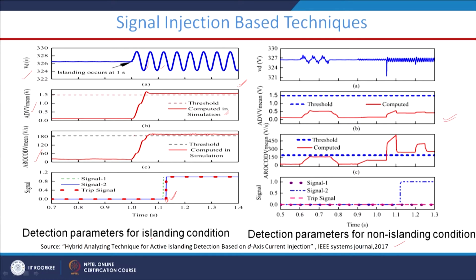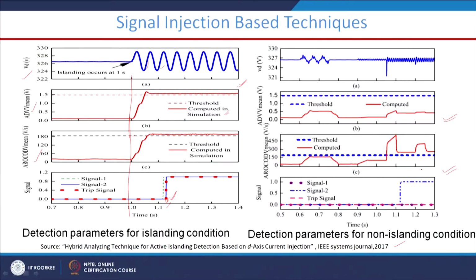This trip signal is now generated at this point. You can see that this particular event is initiated here, but after 0.1 second the trip signal is generated. It takes some time to generate the trip signal. Now, coming to the non-islanding situation, you can see the variation for the islanding situation and the corresponding non-islanding events. Everywhere the variation of AdVb is almost below the threshold value, and here also below the threshold value. So, that is why the trip signal is almost 0 throughout.